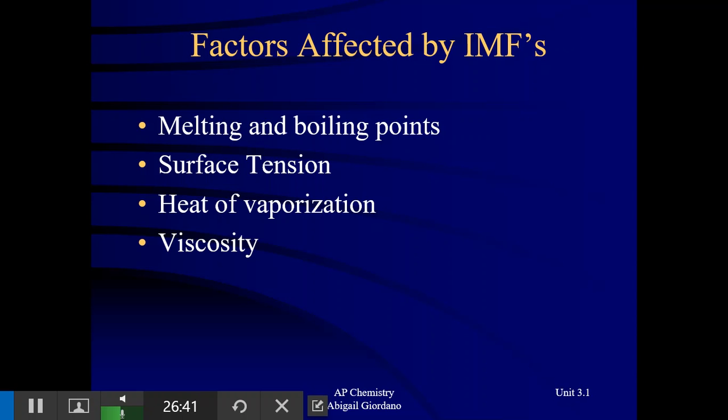Viscosity is a term that means a resistance to flow. Let me give you an example or two of a very viscous liquid. Things like syrup, honey, motor oil, molasses, thick liquids that don't flow very quickly are very viscous, also tied to the IMFs. Vapor pressure is something we're going to talk about later on.